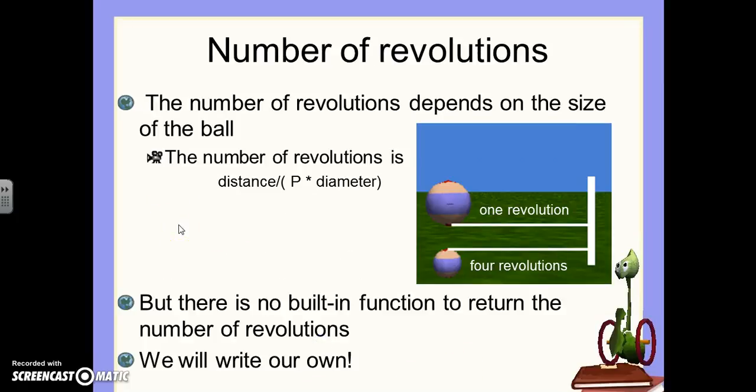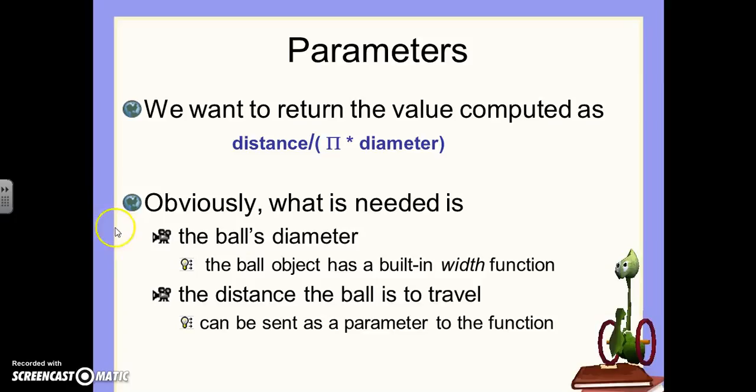So in order to do this, we are going to take the number of revolutions, which is going to depend on the size of the ball. So the number of revolutions is going to be distance divided by pi times the diameter. Now we can see we already have a calculation taking place, so we can probably hypothesize that we are going to need to use a function here. But there is no built-in function to return the number of revolutions. We are going to have to write our own. We are not going to be able to pull one that's already there. We are going to create our own function.